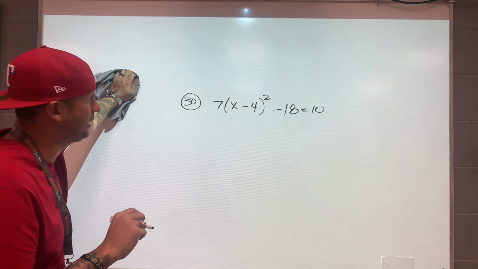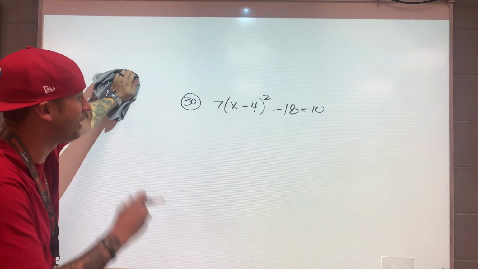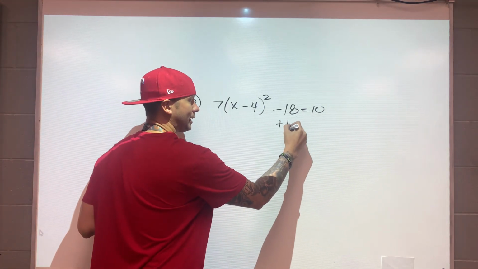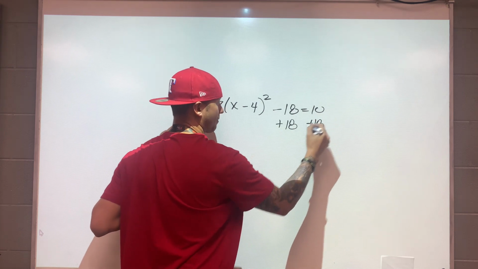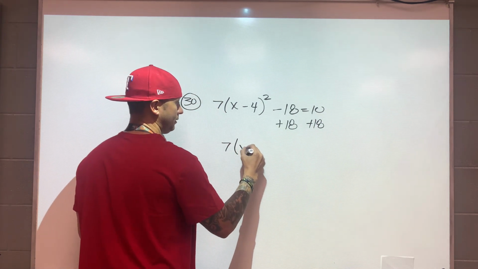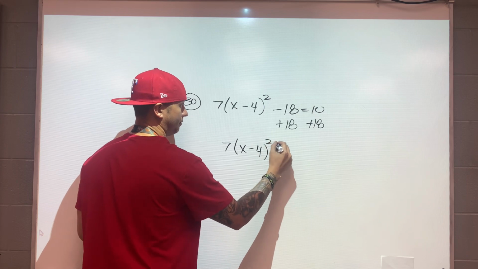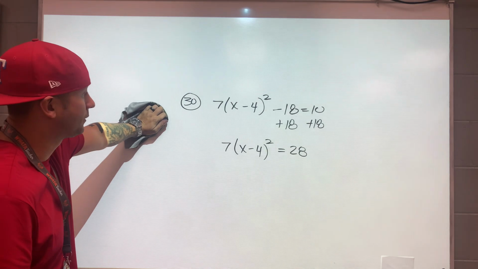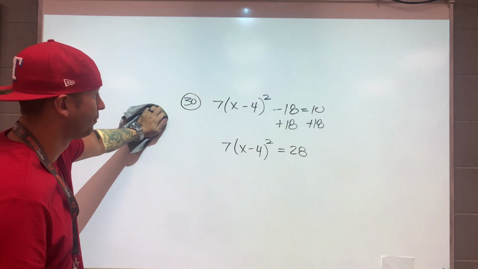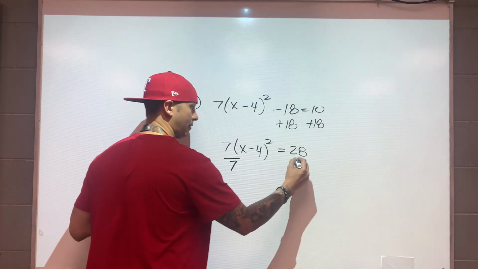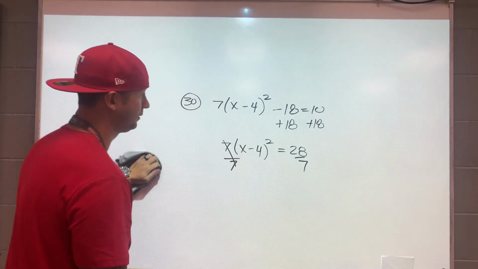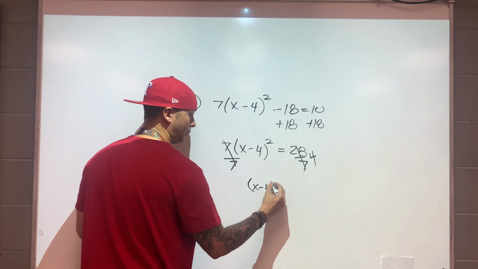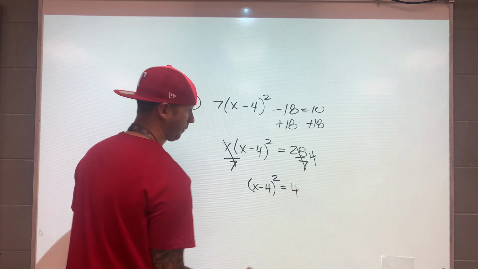Is that right? Minus 18. All right, so 7 times x minus 4 squared minus 18 equals 10. I'm going to add 18 to both sides first. So 7 times x minus 4 squared equals 28. I'm going to divide both sides by 7. The 7's cancel. This is going to be 4. So x minus 4 squared equals 4.